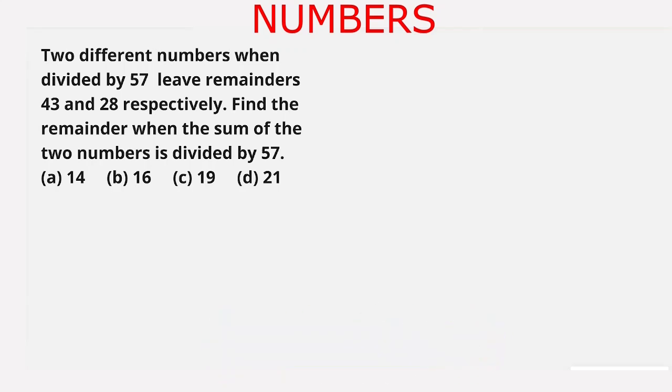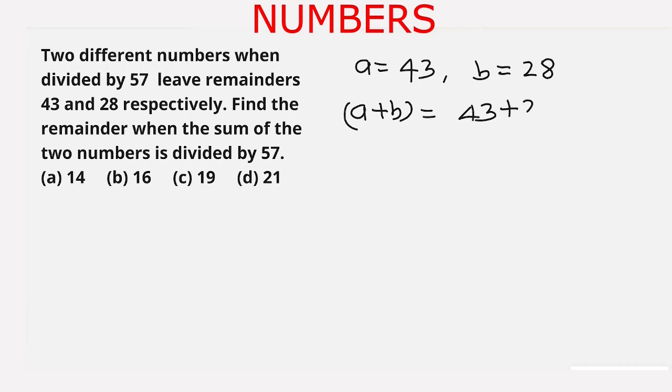Here the first remainder A given to us is 43. The second remainder given to us is 28 when it is divided by 57. If the sum of the two numbers is divided by 57, then the remainder will be A plus B, that will be equal to 43 plus 28. 8 plus 3 is 11. We write 1 and carry 1. 2 plus 1 is 3, plus 4 is 7. So A plus B equal to 71.